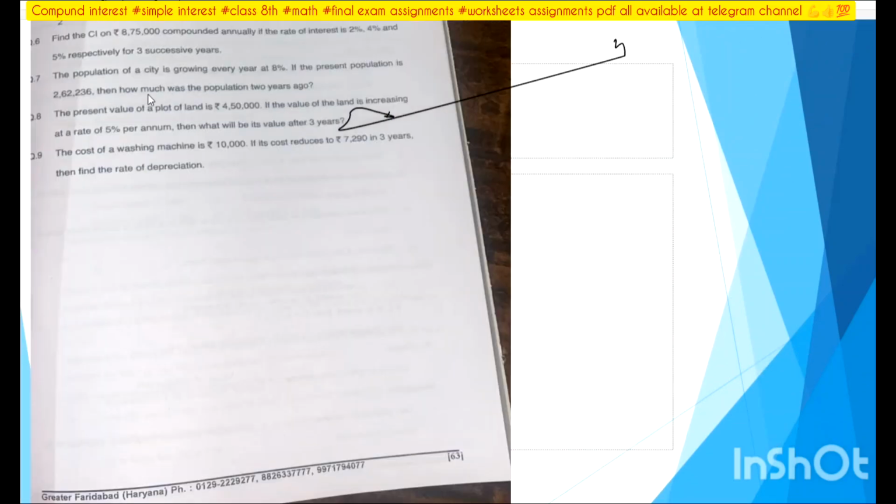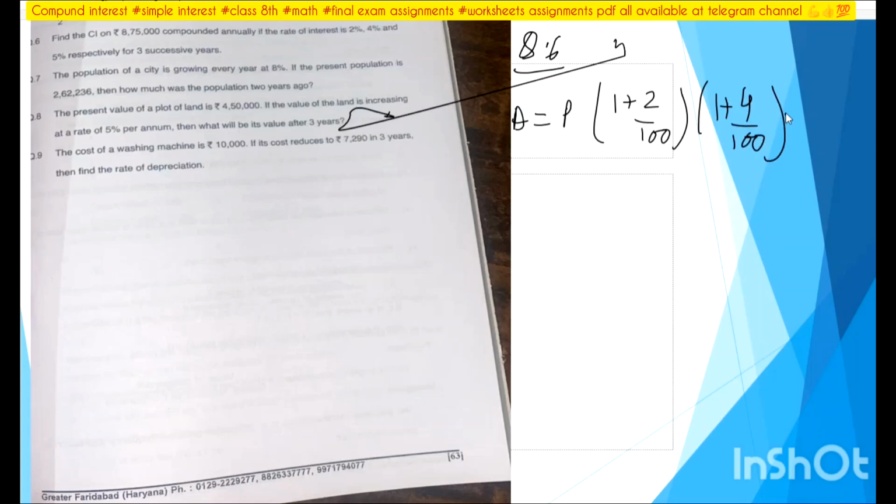In this question they are saying, find the CI on 875,000 compounded annually if the rate of interest is 2%, 4% and 5% respectively for 3 successive years. They are talking about 3 successive years, so how can you do this? You just multiply everything for each year. The amount will be P times 1 plus 2 by 100, into 1 plus 4 by 100, into 1 plus 5 by 100.